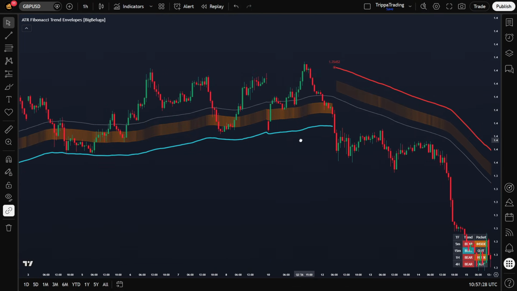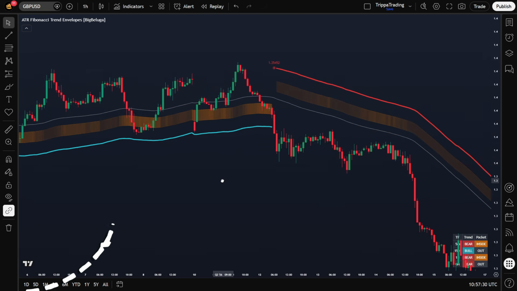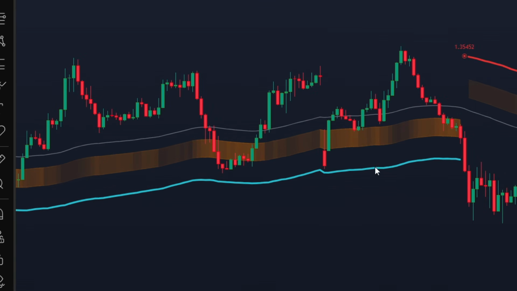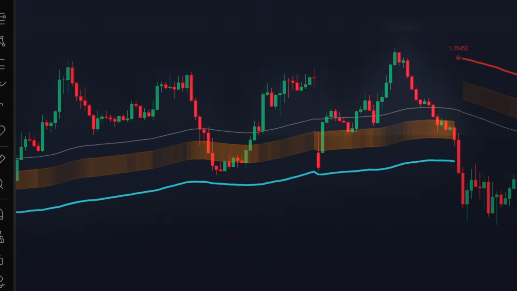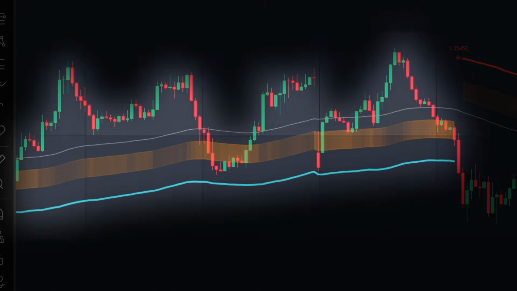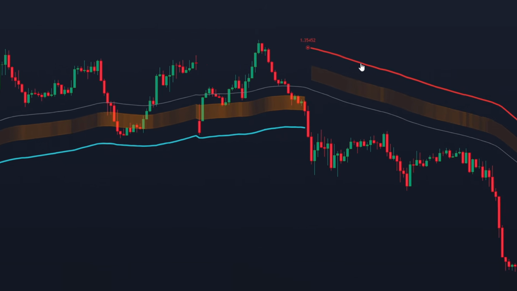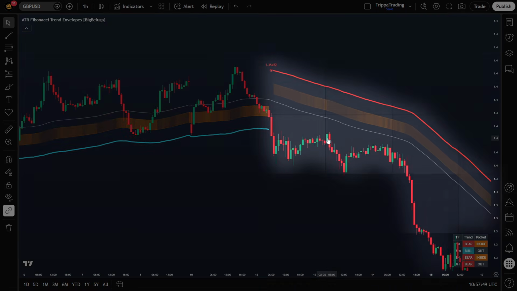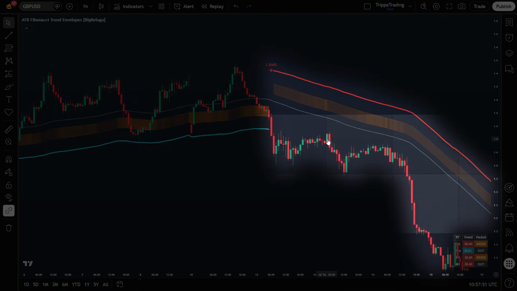Now let's understand what you are seeing on the chart. The first thing is this main trend line. When price is above it, the line turns blue and stays below price. That tells you the market is advancing and likely in an uptrend. When price is below it, the line turns red and stays above price. That tells you the market is declining and likely in a downtrend.